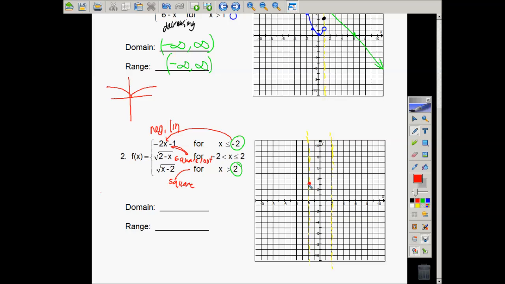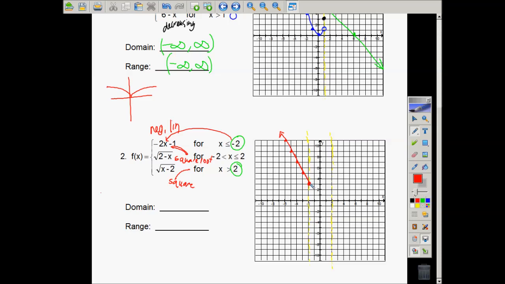And now I can find other values. I can plug in negative 3, or I can use my slope. My slope is negative 2 over 1, so that means I can go up 2 and left 1. Up 2, left 1, up 2, left 1, up 2, left 1. This shows me the path that my function is taking.